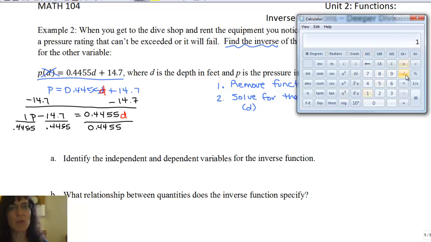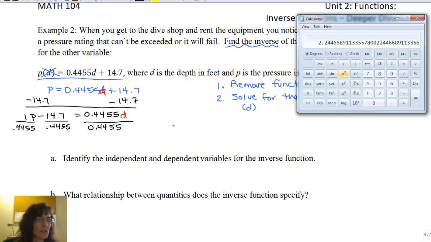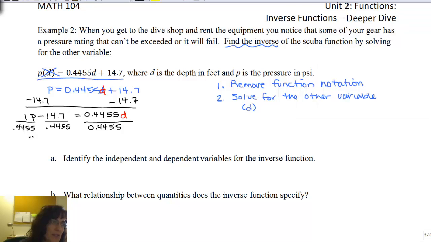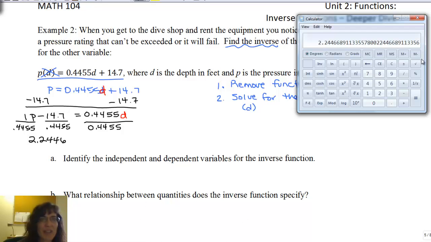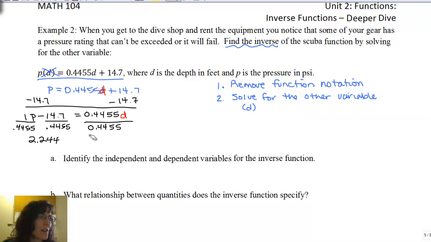I'm curious, 1 divided by 0.4455, is it going to come out? It does come out to a whole number and some decimal place values, so there's no big loss in rounding it a little. I'm not going to lose all of my value. So I'll rewrite this one as 2.2446, and let's double check if I did that correctly. 2.2446. The next number was a 6, so I do need to bump that 6 up to a 7. So we'll come back and do that here and make that into a 7.